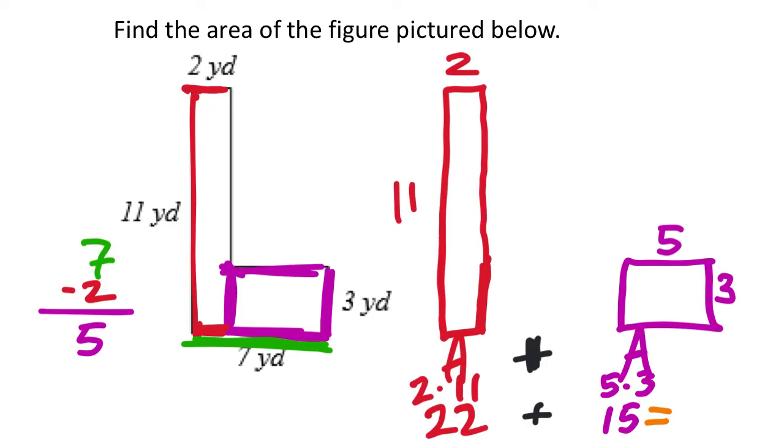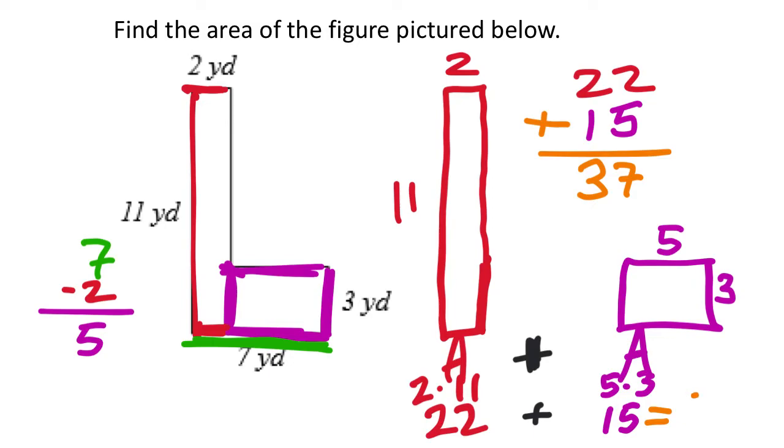I don't know. But let's add these 2 areas together, right? We got 22 and 15. Add them together. And this will tell us the area of the full shape. So 2 plus 5 is 7 in the ones place value. 2 plus 1 is 3. So it looks like our total final area here is 37. But it's not good enough to say 37 because we need a label for this one, right? This one is in area, which means it's square units, square yards specifically.